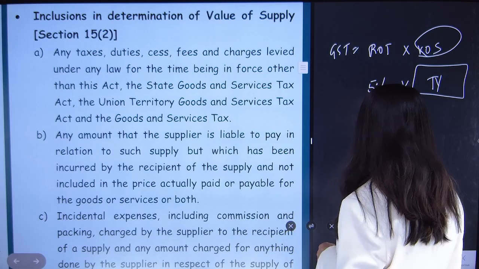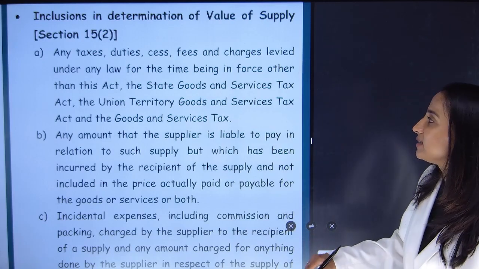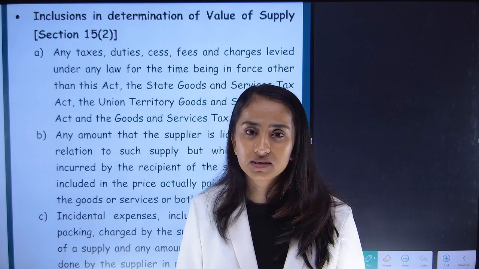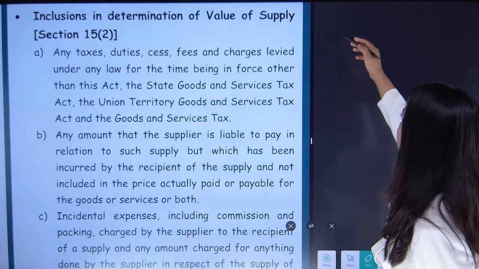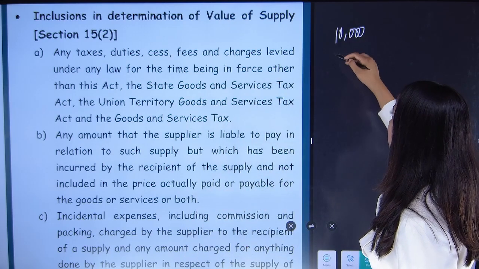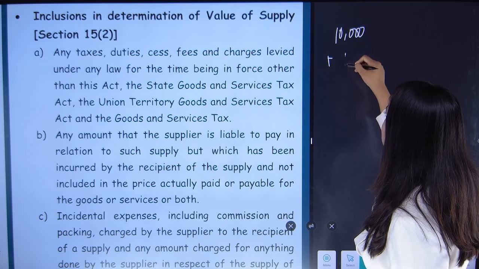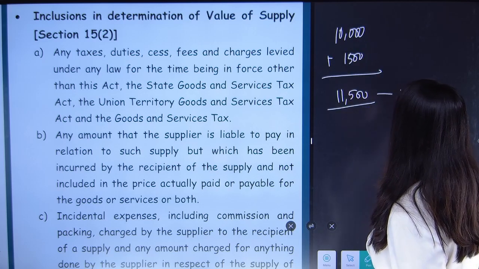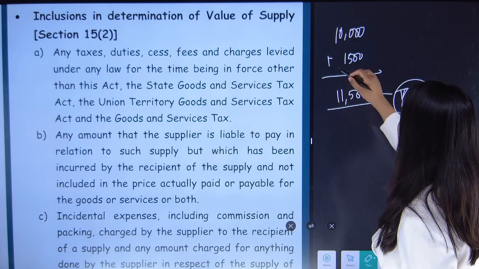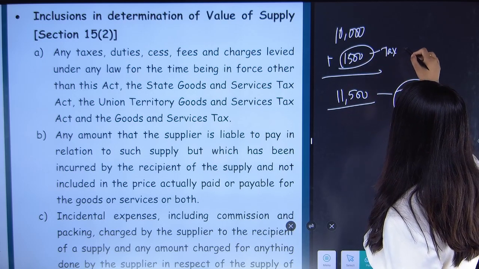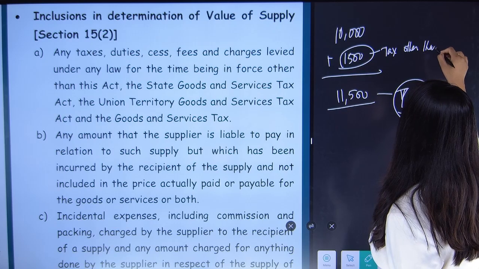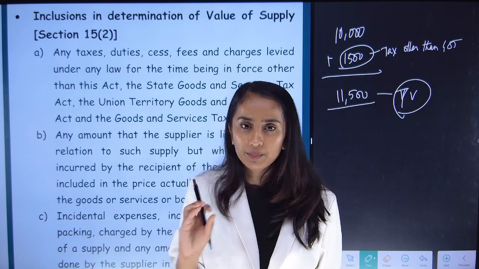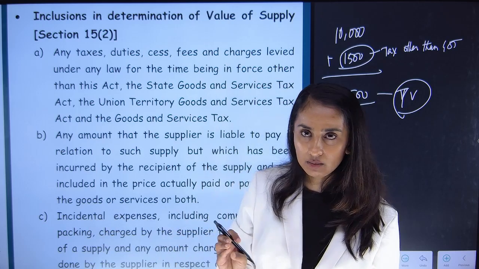Inclusions in the determination of value of supply. So any taxes, duties, cess, fees, charges, any tax or fees apart from GST. Now let's say I'm collecting 10,000 rent. I'm also including 1,500 as municipal taxes. 11,500 will be my transaction value for GST, because this is a tax other than GST. Please be mindful. They will give you the GST amount also in the question, and they'll ask you to compute transaction value. Please do not add the GST amount.